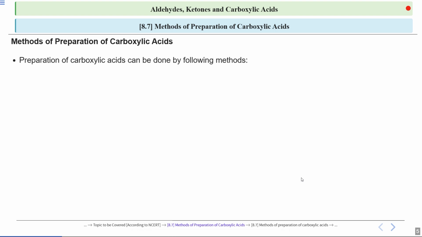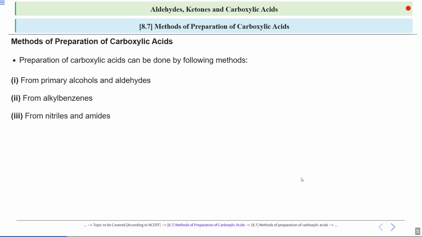Preparation of carboxylic acids can be done by the following methods. First method involves using primary alcohols and aldehydes. This is a very common approach where primary alcohols are oxidized to form aldehydes, and aldehydes can be further oxidized to carboxylic acids. Next method involves the preparation from alkyl benzene. This method involves the oxidation of the alkyl side chain on the benzene ring to form carboxylic acids.